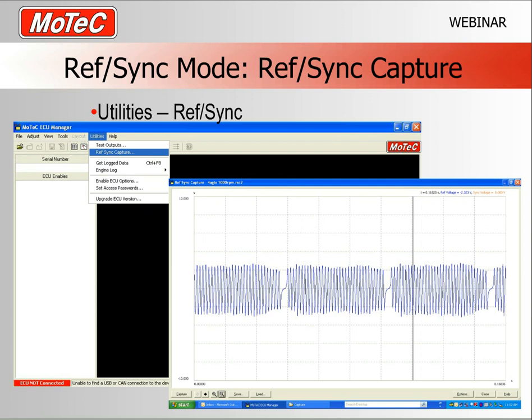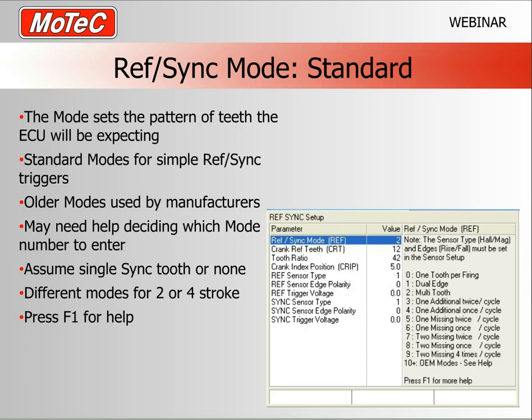Just as a bit of an example there, I've shown what that magnetic signal will look like if we had the sensor on the trigger disc from the previous slide. That's our ref sync capture program in the M84 and the 100 series ECU software. It's located under Utilities and then Ref Sync Capture.